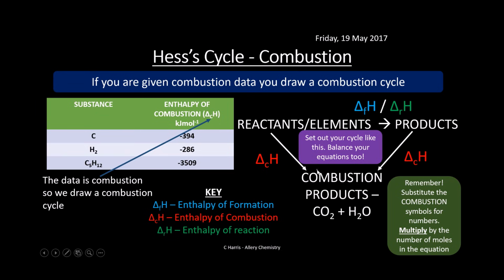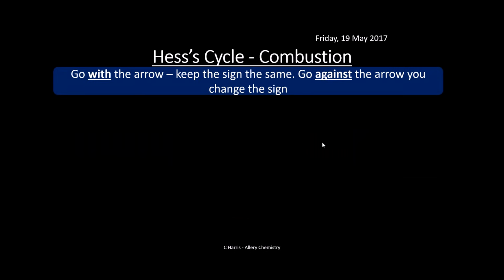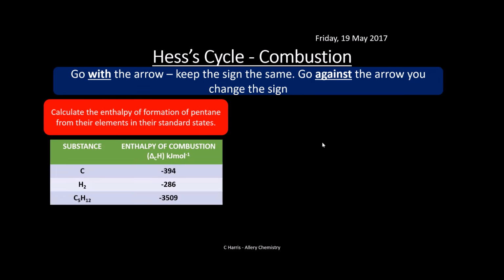Now remember, obviously we've got all our combustion data here. We're going to use this data substituted for where it says delta cH, and then we multiply by the number of moles as well. Again, we'll look at an example just like we did with the other one. So again, remember, if we're going with the arrow, we keep the sign the same. If we're going against the arrow, we change the sign. So let's have a look at this example.